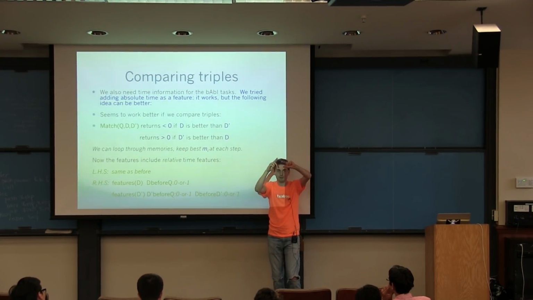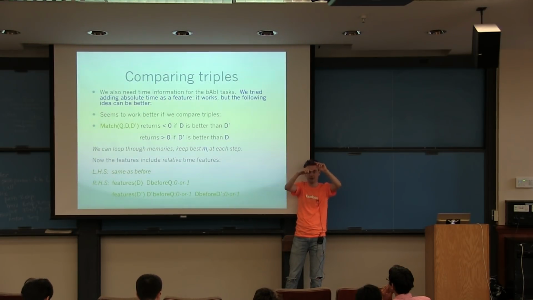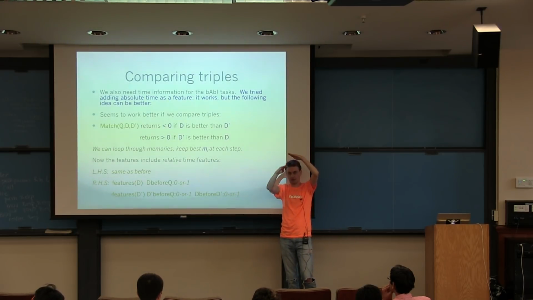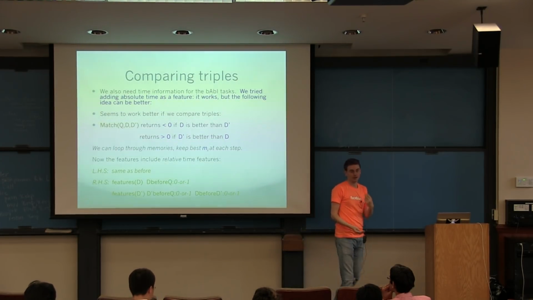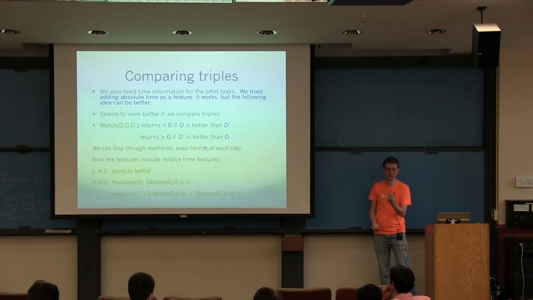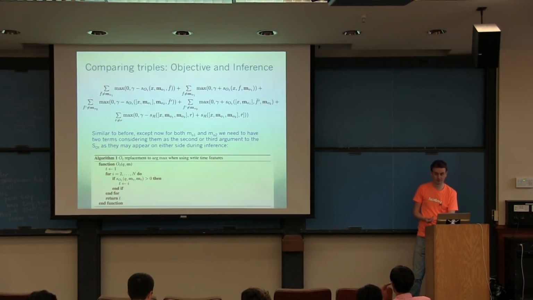We keep the winner from the first two, depending on whether the matching function is less or greater than 0. Then we battle the third one with the winner from the first two, and so on. In that way, you can just go linearly down all the memories, keeping the winner. It's the same cost as before, but now you're allowed to encode these relative time features, which are handy. So that's an extra trick you can do.